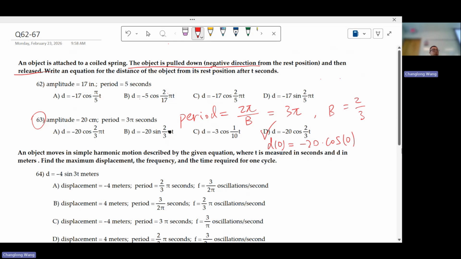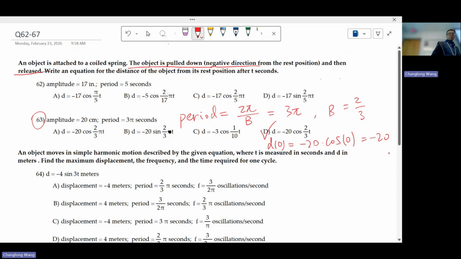Some say 1. Just remember it. That was a good guess. It is 1. But don't do that in a test, all right? Use the calculator. Type in cosine 0 and you see it's 1. That means this is negative 20. Does it make sense that the object starts from negative 20 if it was pulled down and released? Because it's somewhere below the reference position, right?